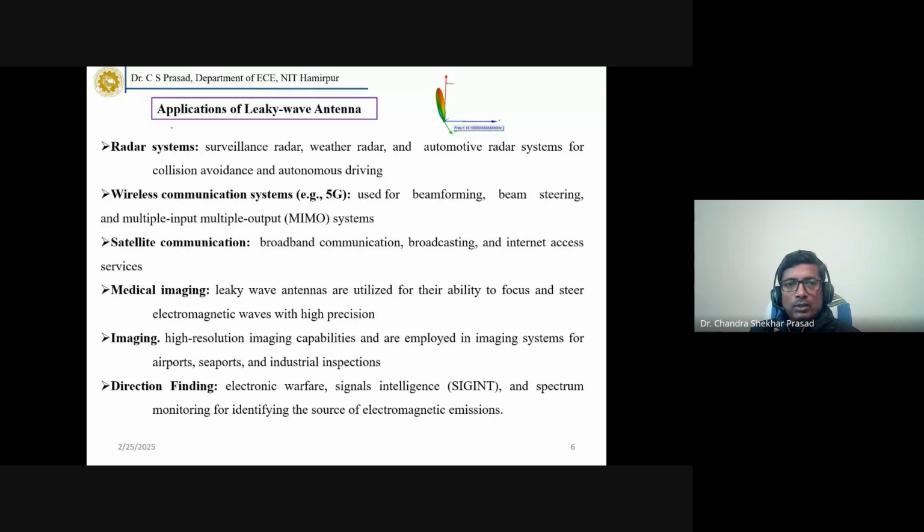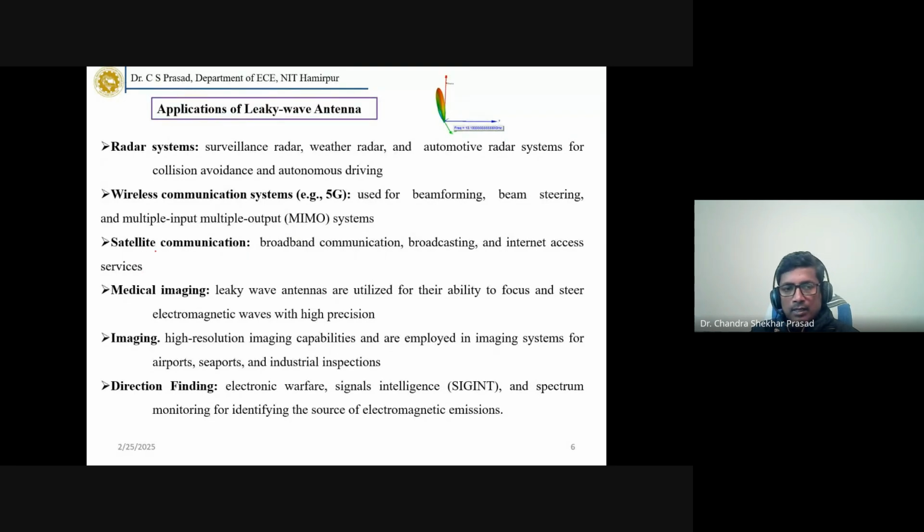Now, coming to the applications of the leaky wave antenna, we have many applications like radar systems, and similarly wireless communication systems like 5G. It is basically used for beam forming, because we can rotate the beam by changing the frequency, that is beam steering, and also in multiple input, multiple output, that is called MIMO system.